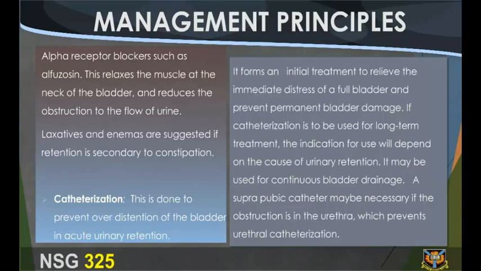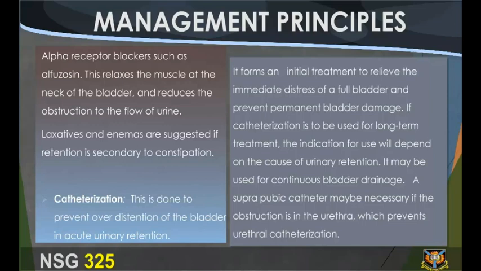Catheterization. This is done to prevent overdistension of the bladder in acute urinary retention. It forms an initial treatment to relieve the immediate distress of a full bladder and prevent permanent bladder damage. If catheterization is to be used for long-term treatment, the indication for use will depend on the cause of urinary retention. It may be used for continuous bladder drainage.